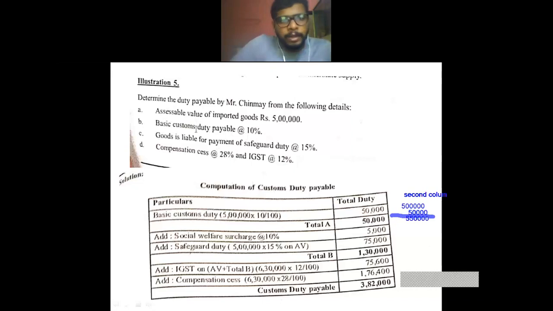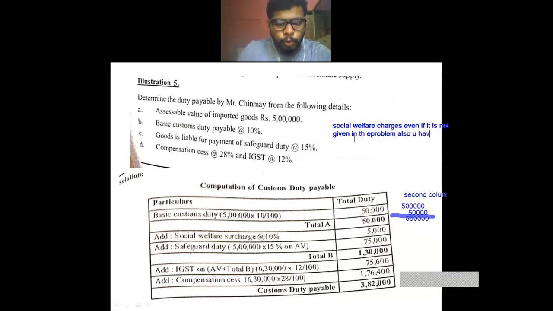Next, basic custom duty at 10% over. Goods is liable for payment of safeguard duty 15%. Safeguard duty you have to calculate for assessable value, that is correct. Compensation cess 28%, IGST is 12%. Can you tell me which one is missing? One compulsory item is missing, that is social welfare charges. Try to understand social welfare charges.